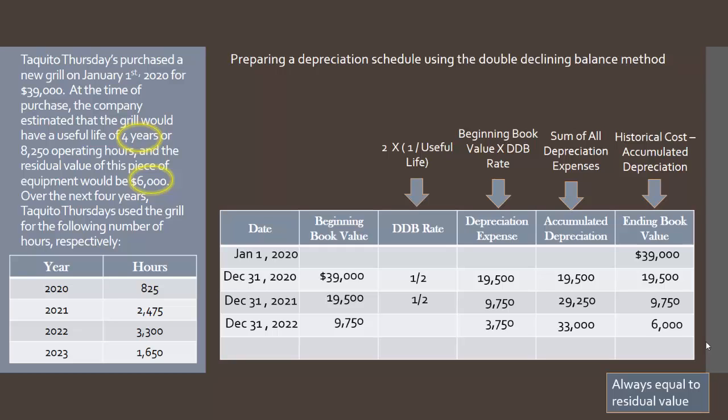So we've successfully plugged in our number. Our table ended up with the proper ending book value, which is equal to our residual value. But we still have a year left, 2023. So what do we do? Well, our beginning book value was $6,000. We just don't depreciate it. Easy enough. We record 0 depreciation expense. Our accumulated depreciation stays the same at $33,000, and we still have an ending book value at the end of the useful life of this asset, 4 years, which is equal to our residual value.